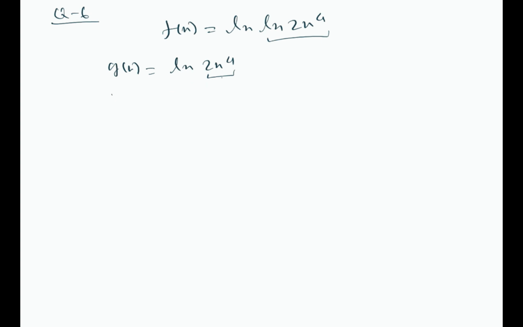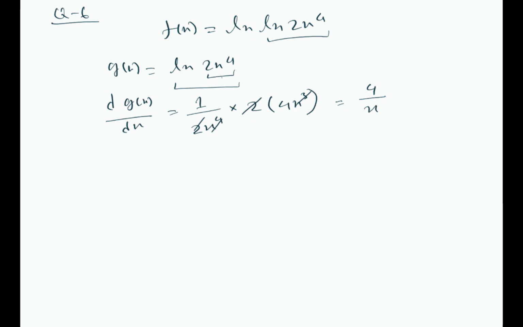So the derivative of g of x would be first the derivative of the outer function. So this is the outer function, right? So 1 over x, which is 2x to the power 4, right, times the derivative of the inner function, which would be 2 into 4x to the power 4 minus 1, which is 3. Okay, so these two get cancelled. Here we have x to the power 3, so from the denominator and the numerator, x cubed gets cancelled. So we are left with only 4 over x, right? We are left with only 4 over x.